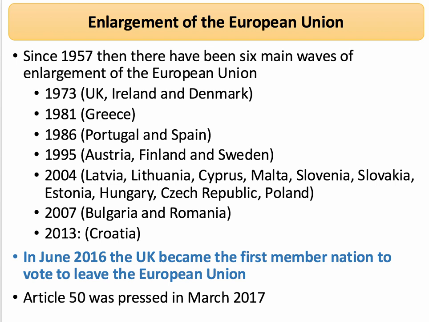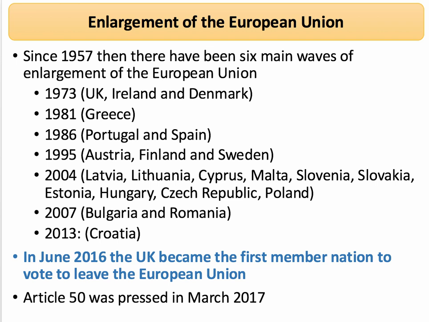Since 1957, there have been 6 main waves of enlargement of the EU. The European Union has widened as opposed to deepened. The UK joined in 1973. So 46 years later, we're set to leave. And then there's been, as you can see from this slide, a succession of countries joining the European Union, including in 2004, of course, 10 countries becoming new member states.